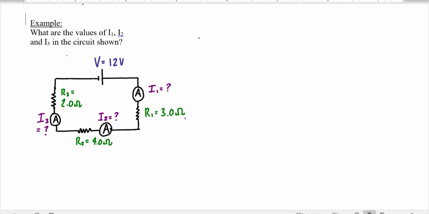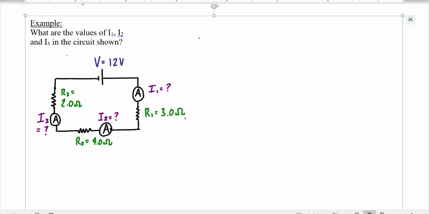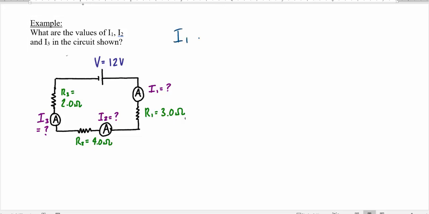I know the total voltage provided by the battery. I know the resistances of each individual resistor, and what they're asking for is the value of I1, I2, and I3. So what's the current through resistor 1, resistor 2, and resistor 3? Well, the first thing to notice is that this is a series circuit. So I1 is going to equal I2, and that's going to equal I3. The current's going to be the same everywhere, and in fact, this current is going to be the same as the total current. So if I can find the total current, then I've figured out each of these individual currents because they all have to be the same.